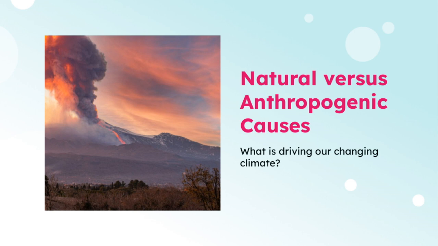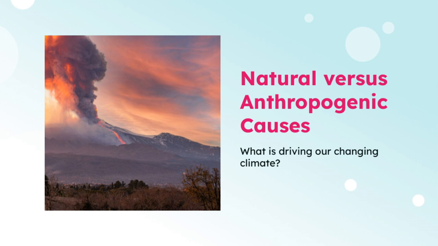Earth's climate has changed naturally for millions of years. There have been ice ages, warmer interglacial periods, changes in solar energy, volcanic eruptions, and long-term orbital cycles. But today, scientists are clear that the current rapid warming is mainly caused by human activity.